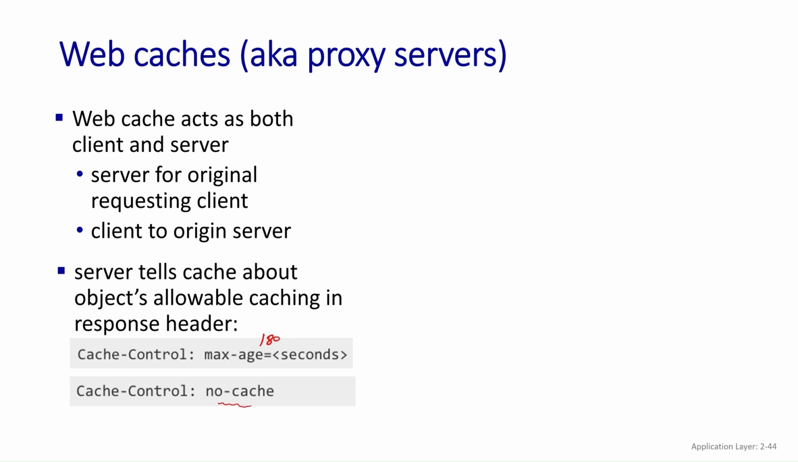So we can explicitly control. The original server, while sending the objects, can explicitly control the length of the cache, I mean, for how long we can cache an object in the proxy server or the web cache, and whether the web cache is allowed to cache an object or not.